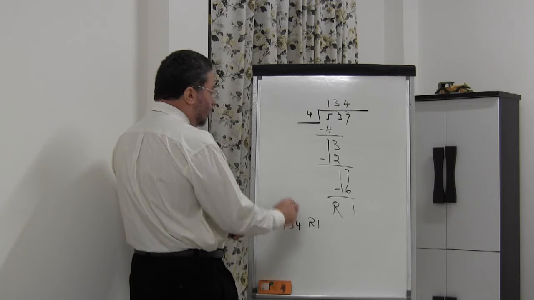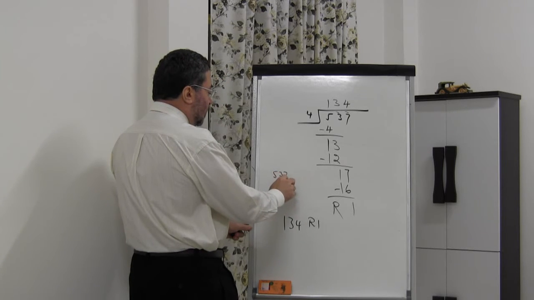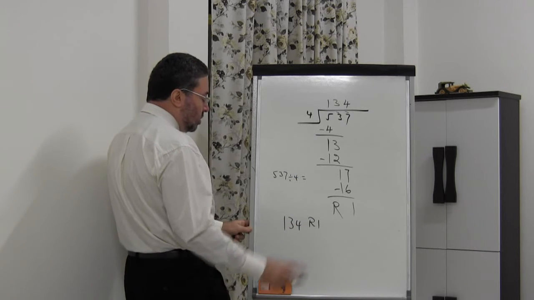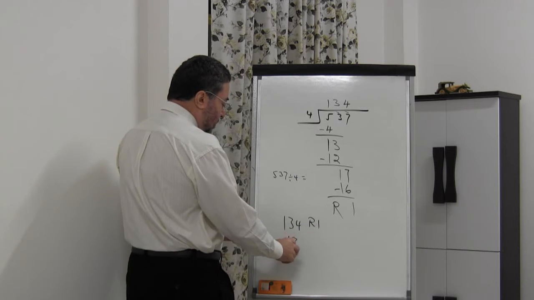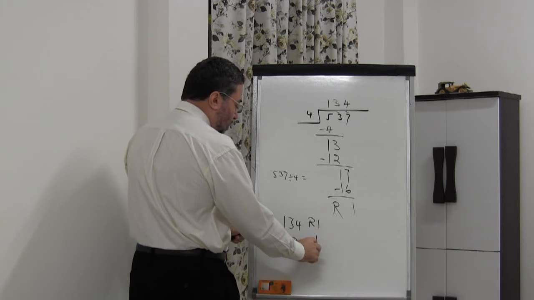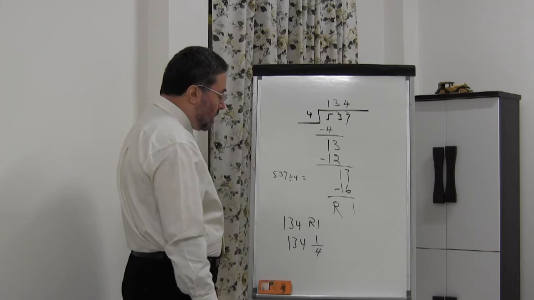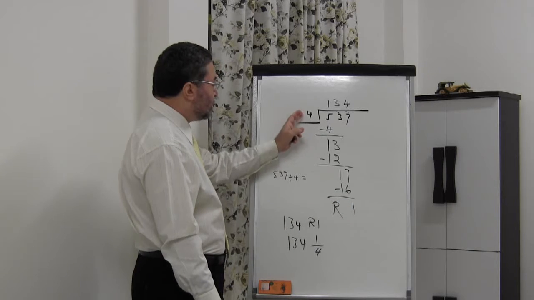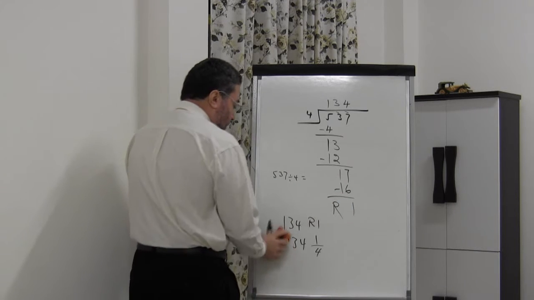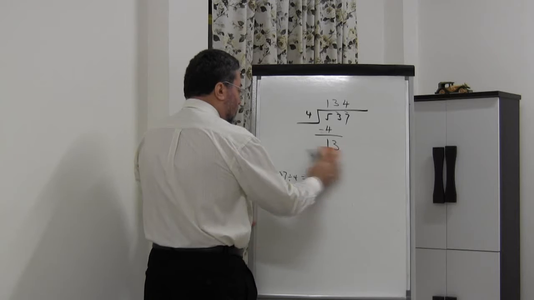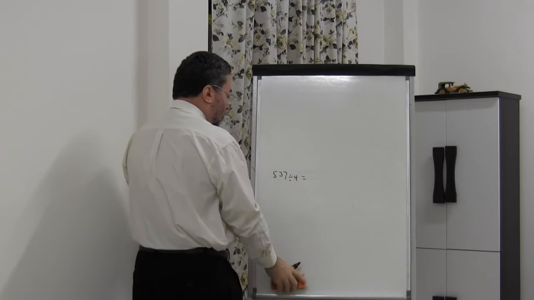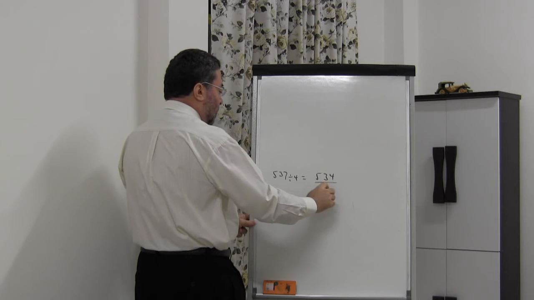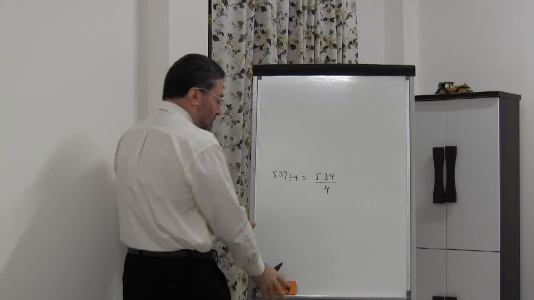Or if we have this as such, 537 divided by 4 equals, and you put the answer like this, or you can put it as 134 and 1 over 4. And this means it is plus 1 over 4, because this one is over 4. And also we can write this number as 537 divided by 4. We can write it as such.